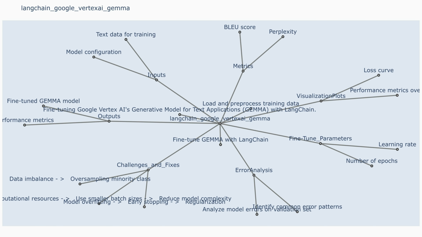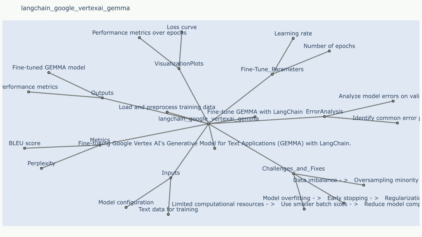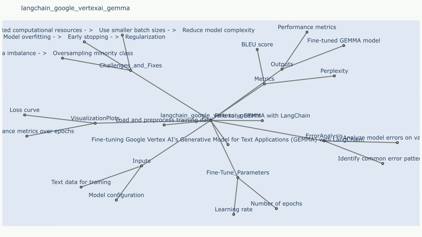Langchain Google Vertex Gemma. Description. Explain in detail. The Langchain Google Vertex Gemma is a powerful tool that combines the capabilities of Langchain and Google Vertex AI. It allows you to build and deploy sophisticated AI applications that leverage the strengths of both frameworks. Langchain provides the ability to chain together different AI components, such as language models, text embeddings, and retrieval systems, while Google Vertex AI offers a managed platform for training, deploying, and managing machine learning models.